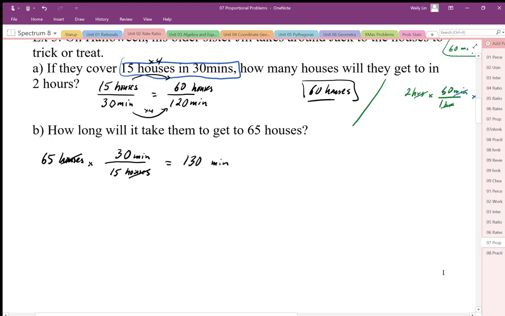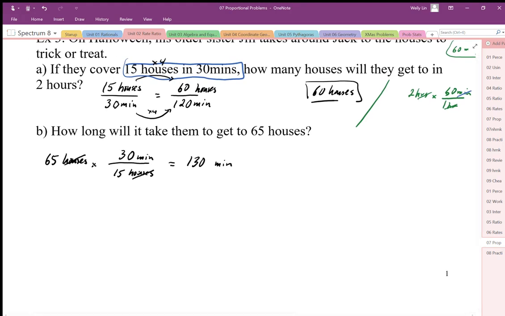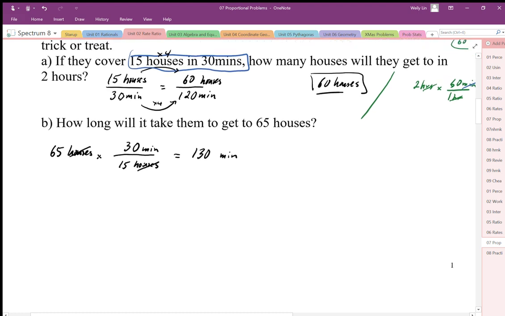Okay, so if I can get 15 houses done in 30 minutes, 65 I need to do about times 4. Or in fact, we can look at this one here. We have 60 houses in 120 minutes. We just need a few more minutes to get the 5 extra houses.